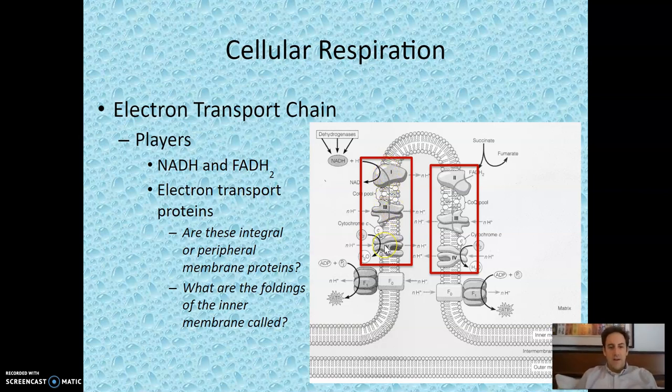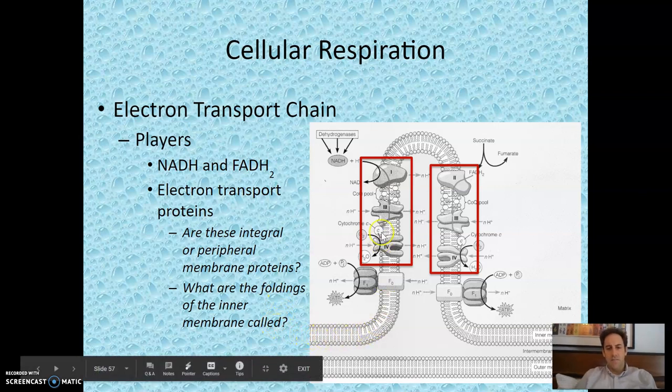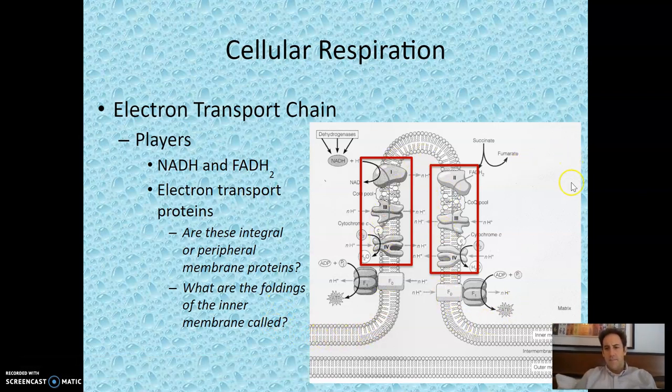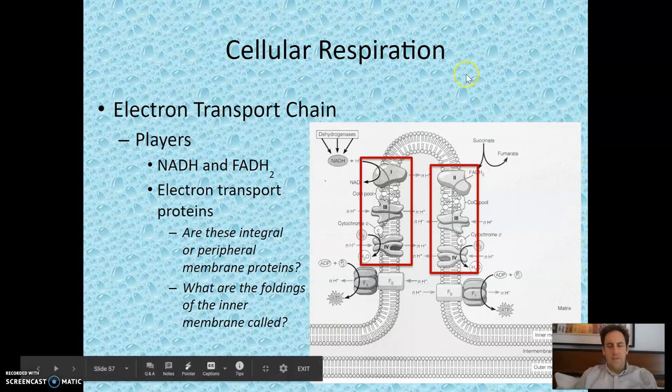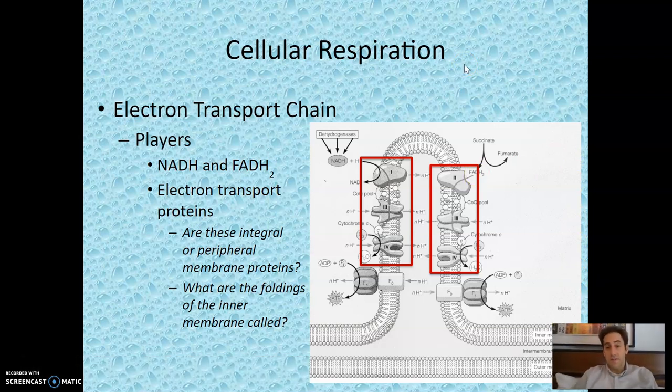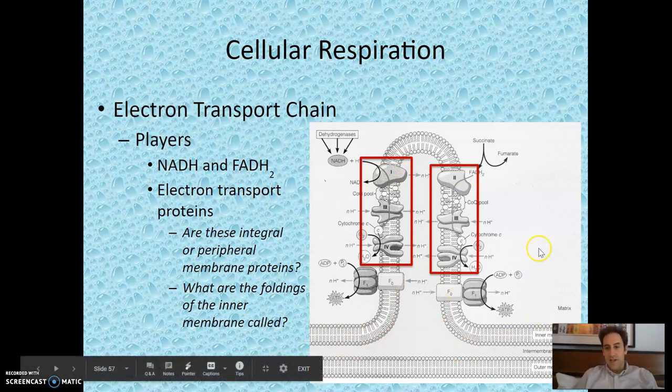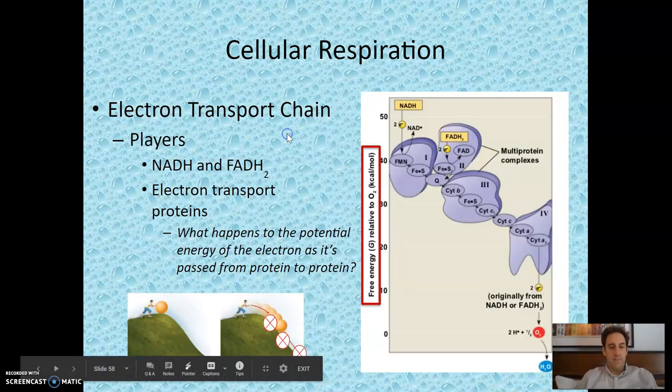Now, if you look at these, review from previous units, are these integral or peripheral membrane proteins? Integral? Did you say integral? I hope you said integral. They're integral. So they are passing through the membrane here. And then what are those foldings of the inner membrane called? So we said that the mitochondria has these little infoldings. And do you remember the name? They're called cristae. And their purpose is to increase the surface area. And that should make sense because if these proteins are involved in making energy, gosh, we'd want a lot of room to put a lot of those proteins. And that's why we have this folded membrane.